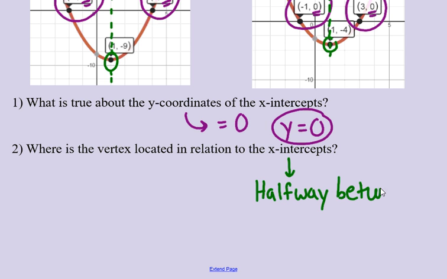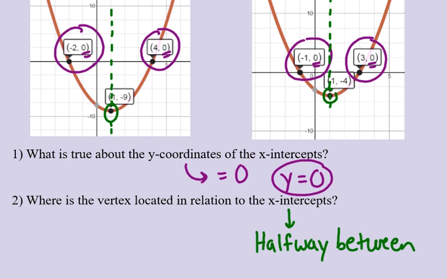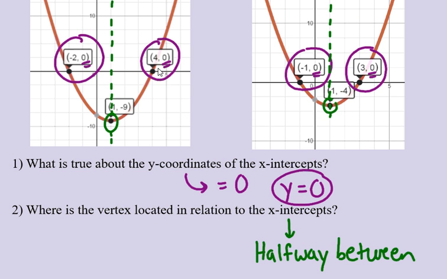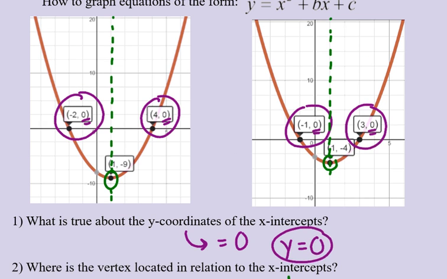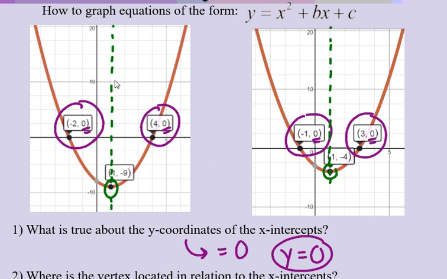Using just those two clues, we can graph a large number of quadratics just by noticing that the x-intercepts are when y is equal to 0, and then once I have the x-intercepts, how do you find the vertex? You just need to find the point halfway in between. Those are the steps. So step 1 is going to be find the x-intercepts.